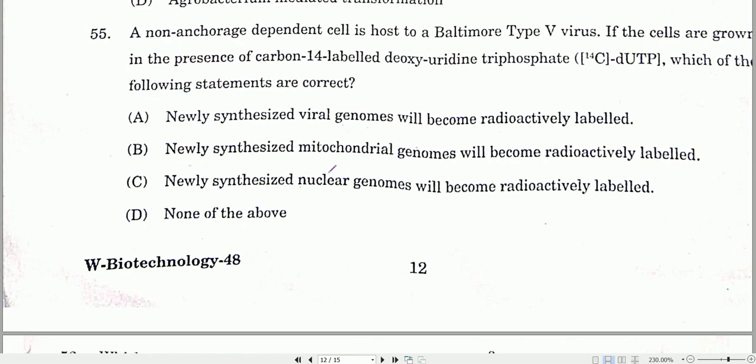Coming to question number 55. A non-anchorage dependent cell is host to Baltimore type 5 virus. If the cells are grown in the presence of carbon-14 labeled deoxyuridine triphosphate, that will be C14 dUTP, which of the following statements are correct? So here none of the statements are correct. So option D will be the correct one.